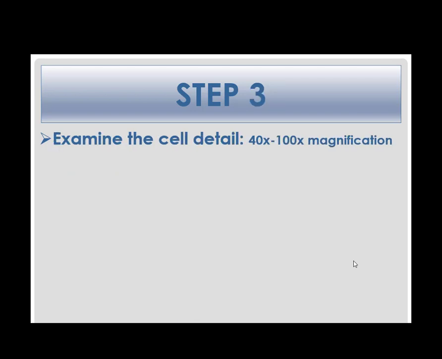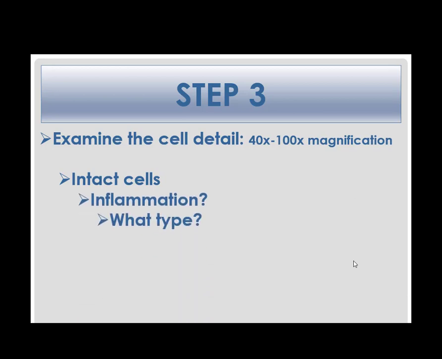Once you have looked at the overview of this slide, you will pass on to the really interesting part, which is the cytomorphological details. These you need to examine at 40 and 100 times magnification. At these magnifications, you should only examine intact cells. Your first question should be, is there inflammation? If yes, what type? What cell type is predominant? Is it macrophages, neutrophils, eosinophils?